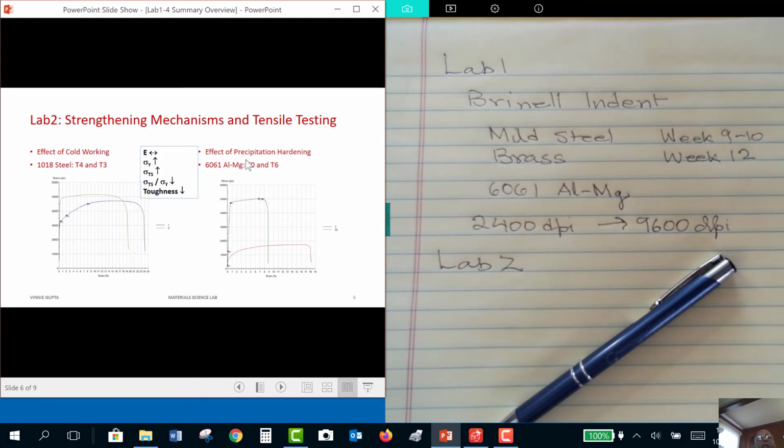Then for assignment, you looked at aluminum alloy in two conditions. Solution annealed, that means it was single phase, and then it was precipitation hardened through heat treatment. We precipitated a hard phase.